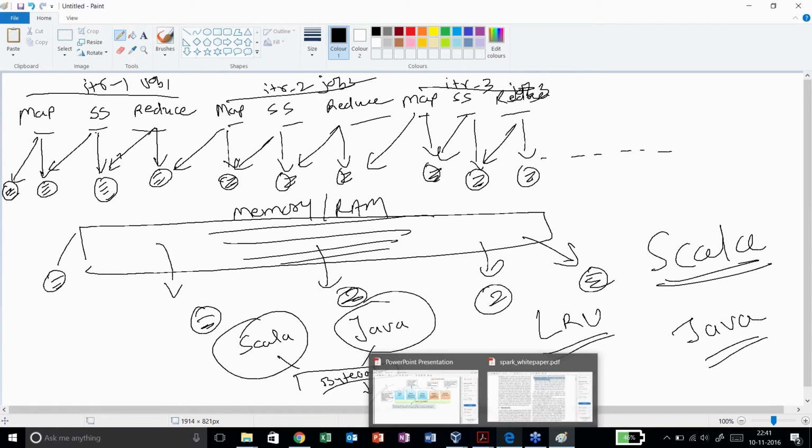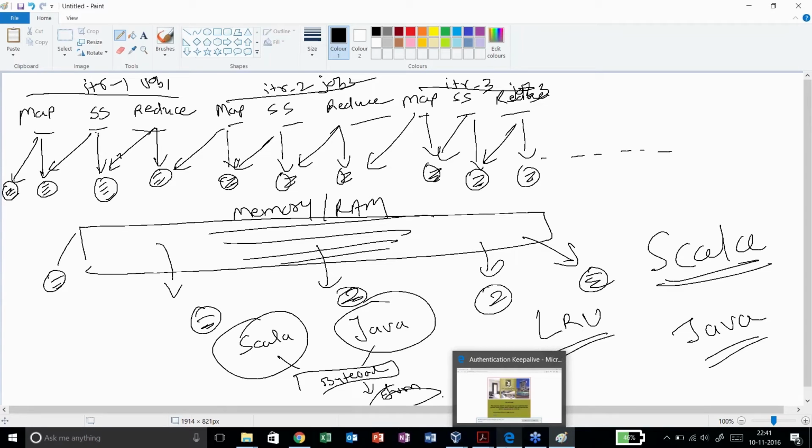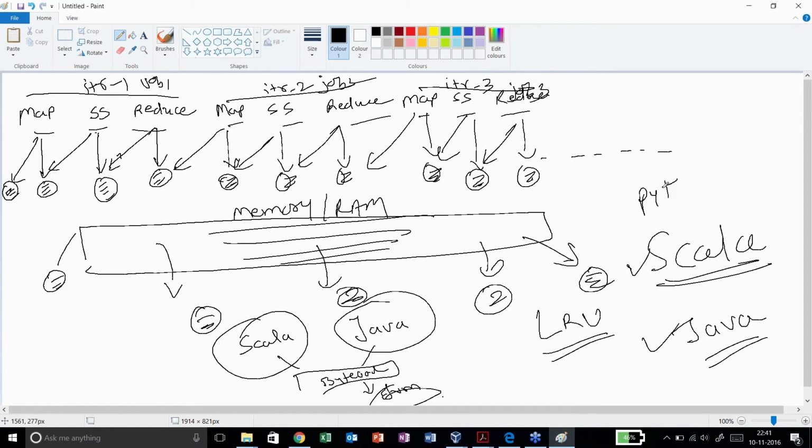So entire Spark is written in Scala. However, Spark allows developers to write Spark programs in any of three languages: Scala, Java, or Python. You can use one of these three languages to write a program in Spark and execute it on Spark.